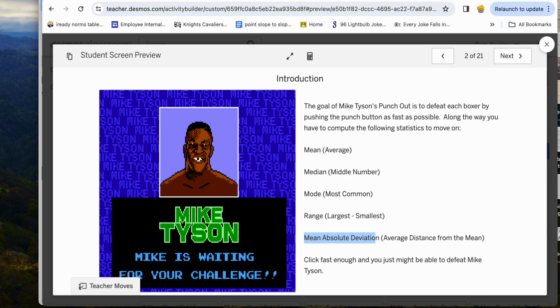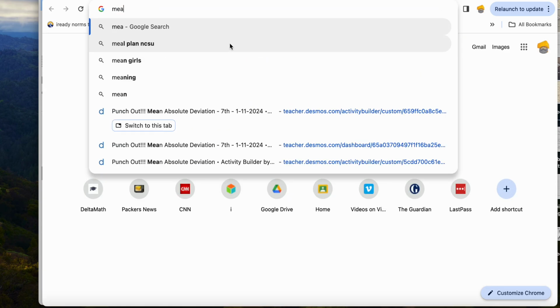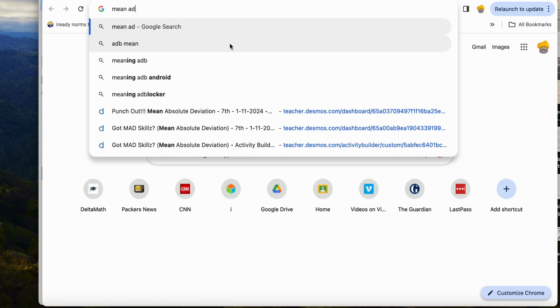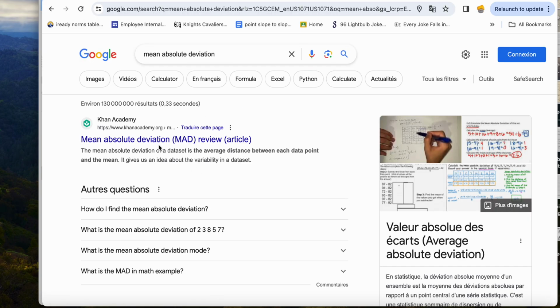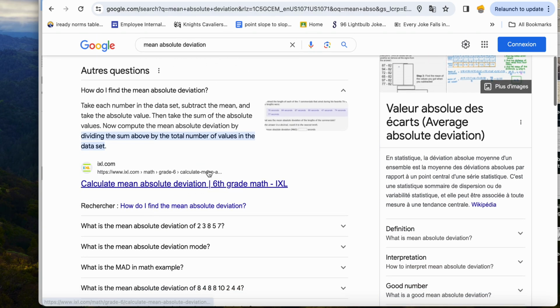Okay, so if you look at mean absolute deviation, and when you have something like that, just look it up and see what it says. So mean absolute deviation, and basically, what you do is you take your numbers and you find out the average, okay? And then you find out how far away the numbers are from the average, okay?